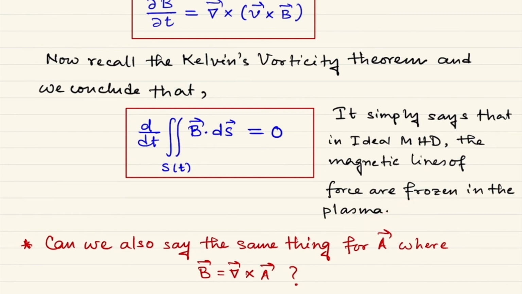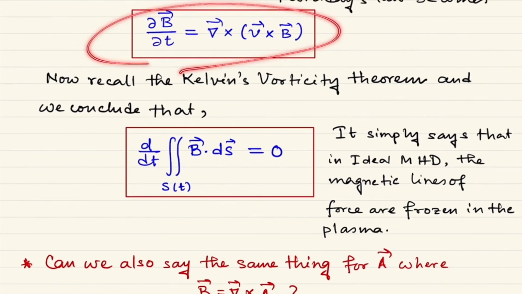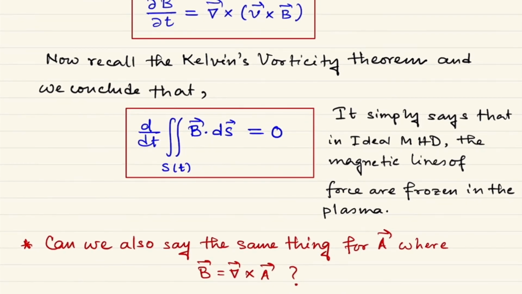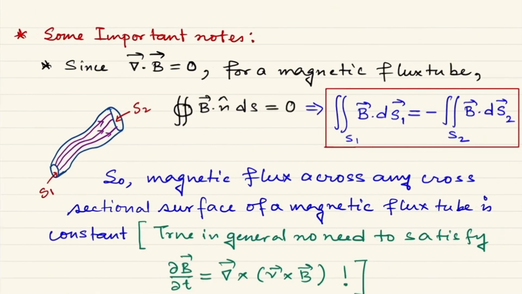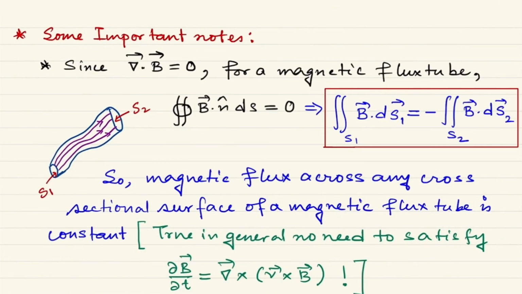I have a small question for you. Can we also say the same thing for A, where B is equal to curl of A? Then you have to derive the evolution equation for A and check whether it satisfies this magic equation or not. This is typically very easy, and you will see that A does not obey or satisfy this type of equation. Okay, so before ending this discussion, let me tell you some important notes.